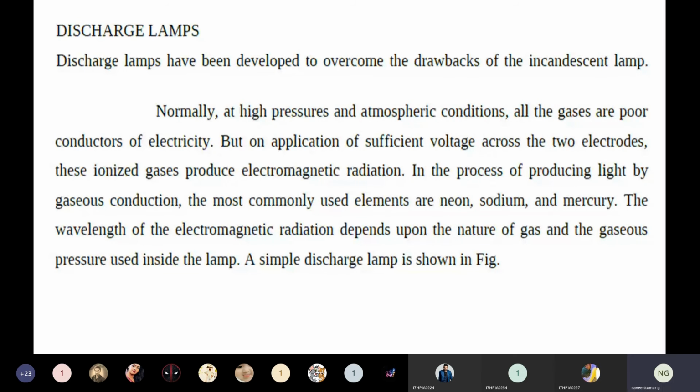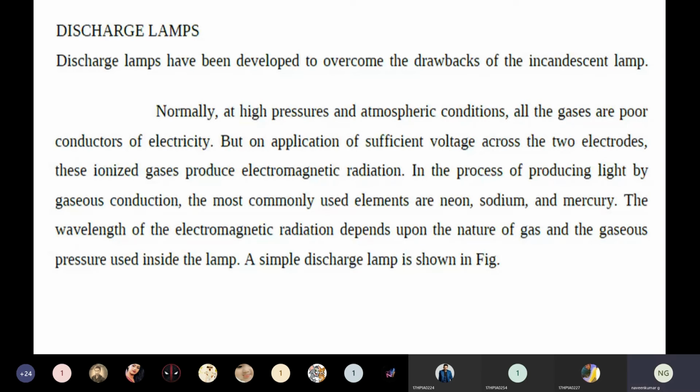So let's start with the discharge lamps now. Discharge lamps have been developed primarily to overcome the drawbacks of incandescent lamp. We'll be seeing what an incandescent lamp is at a later stage, but according to your syllabus, this comes first. So we'll be understanding what a discharge lamp is, then we'll be moving on to incandescent lamp.